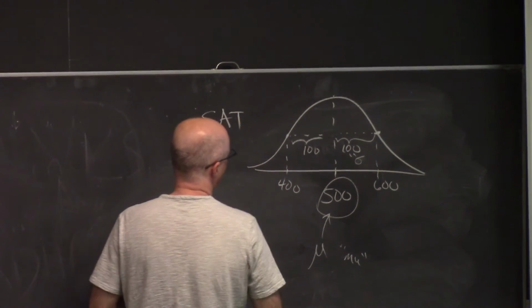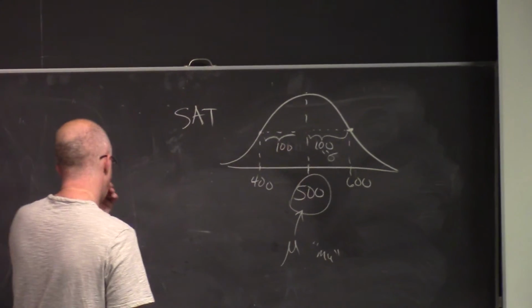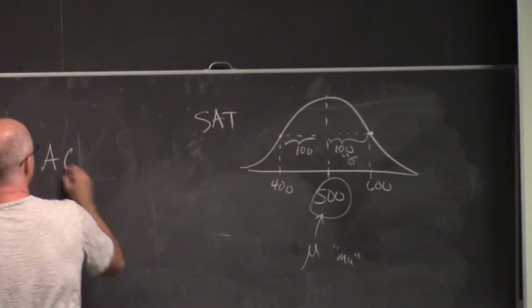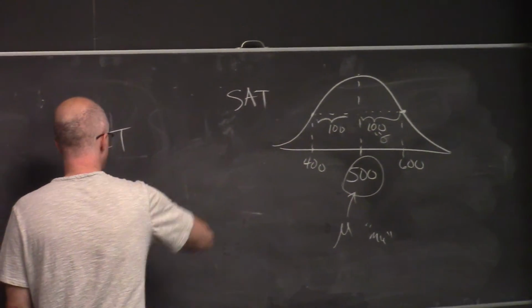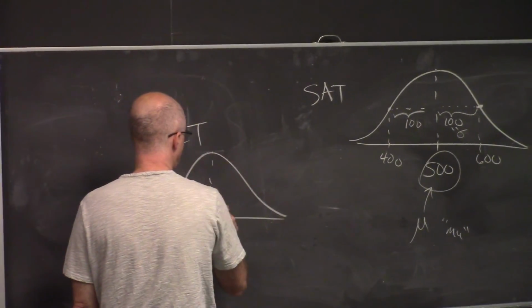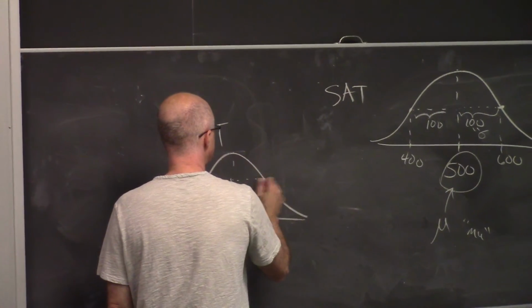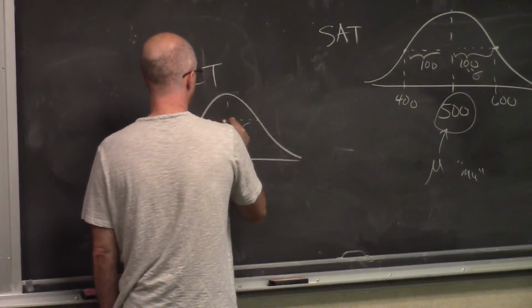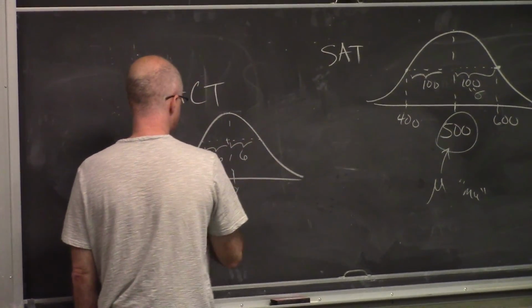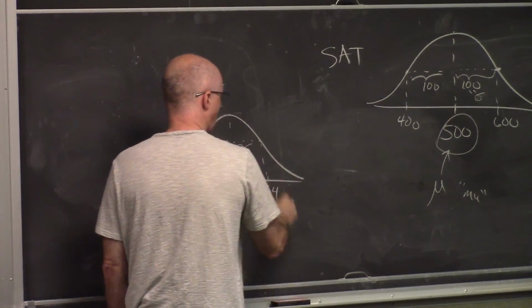So for the SAT scores, your normal distribution that models the histogram looks like that. For the ACT scores, your normal curve that models the histogram is centered at 18, and the standard deviation is 6. Making this 12 and this 24.